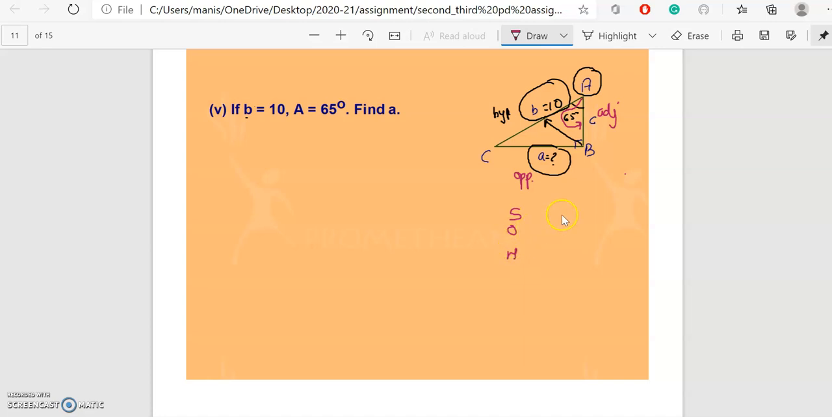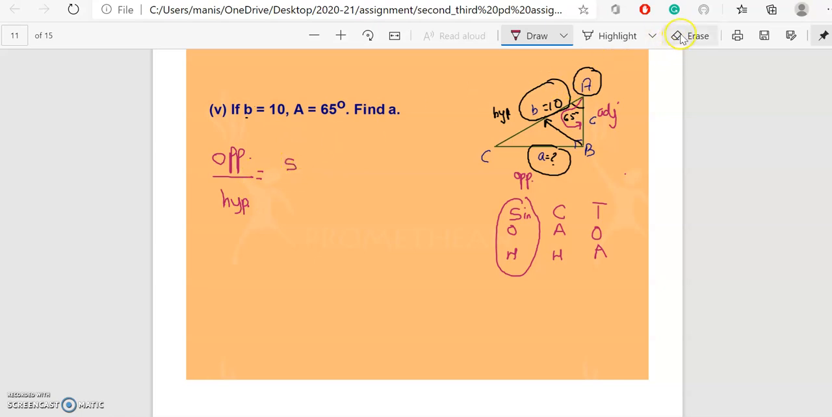SOH CAH TOA. Now only look at these two circles. This is your opposite, this is your hypotenuse. So opposite over hypotenuse is the trigonometric function which we will use, sine. So I'll write it over here, opposite over hypotenuse.